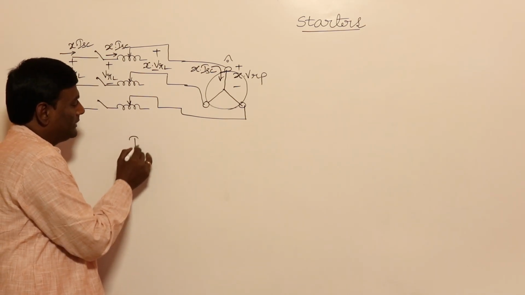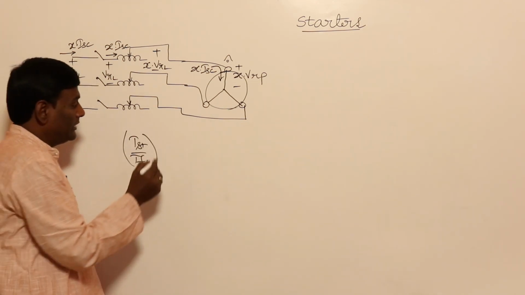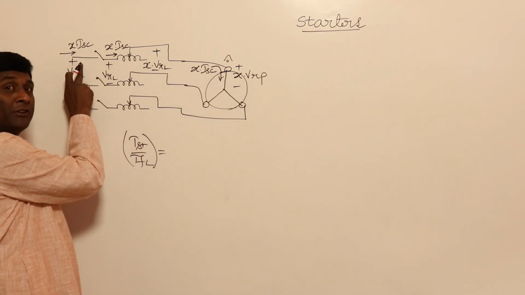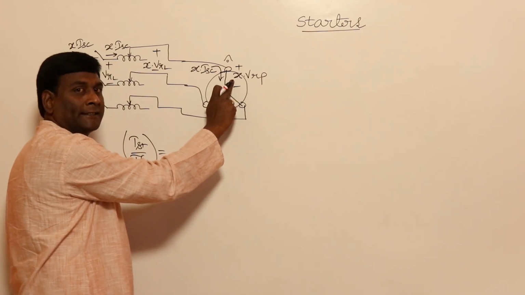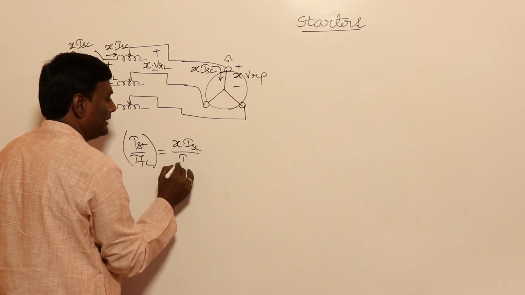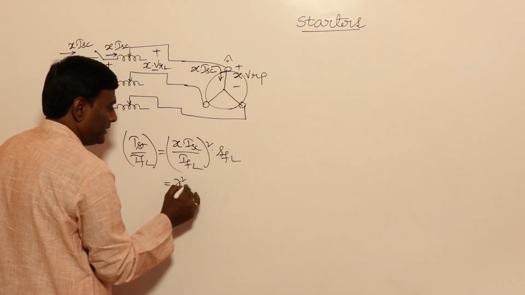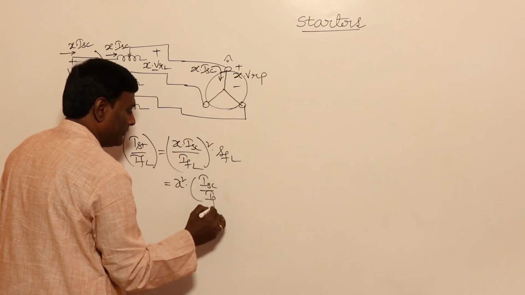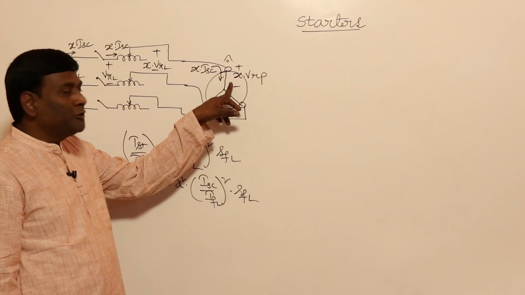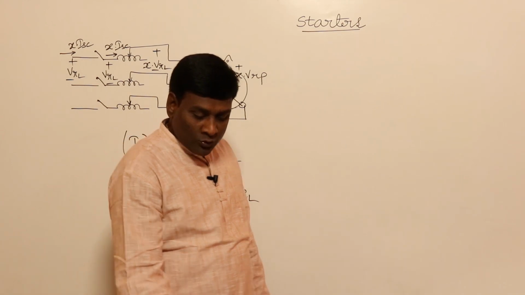Now for example, T starting by T full load is related only to the motor. How much is this? Current is in phase. This is meant for the source, this is meant for the starting torque of the motor. So it is going to be X times ISC by IFL, squared, into SFL. So this is going to be X squared into ISC by IFL squared into SFL. So torque is reduced by X squared times, but source current is reduced by only X times.